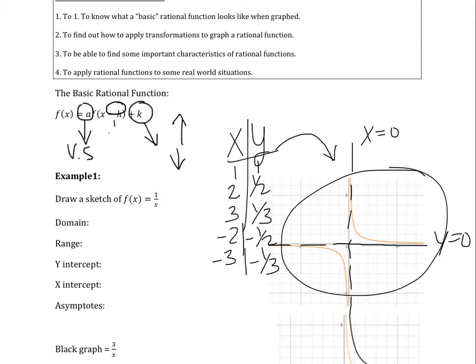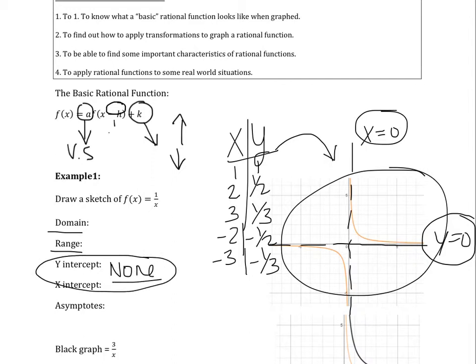So we want to look at some characteristics. Obviously our domain can be any real number except x cannot equal 0 because of our asymptote. Our range can be any real number, but again, we have an asymptote, so y cannot equal 0. We have no x-intercepts or y-intercepts, so we have nothing crossing the x or y. And we have two asymptotes, x equals 0 and y equals 0. So again, this is just the very basic rational function f of x equals 1 over x.